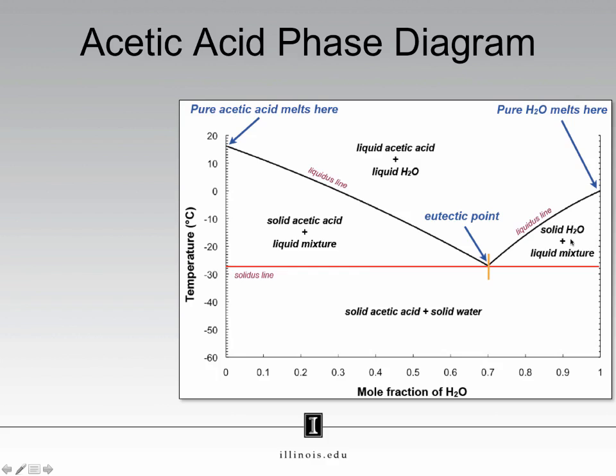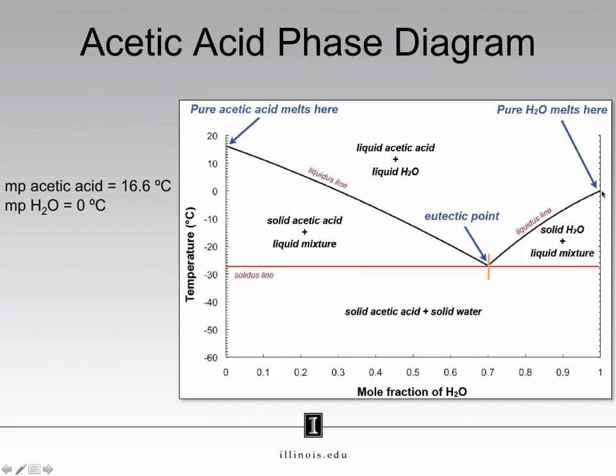Let's analyze this phase diagram. First, what are the melting points of pure acetic acid and pure water? If you look on the left, where we have a mole fraction of water of 0, in other words, pure acetic acid, we see that the liquidus line intercepts the y-axis at about 17 degrees Celsius. Whereas on the other side, where we have a mole fraction of water of 1, pure water, we have a melting point of about 0 degrees Celsius.